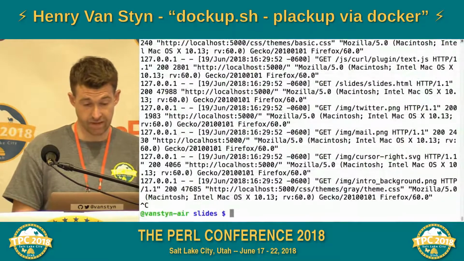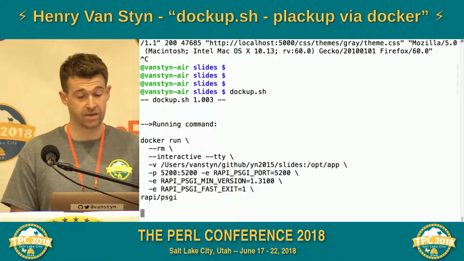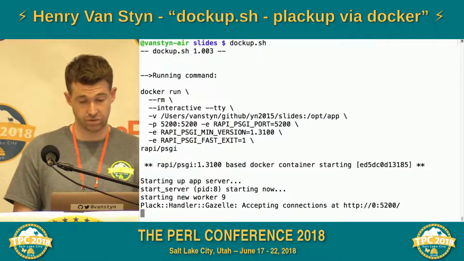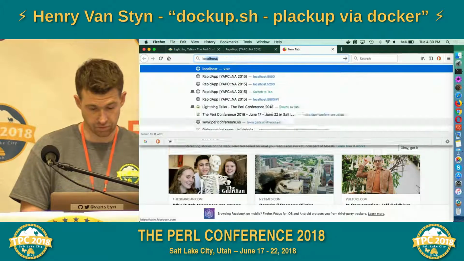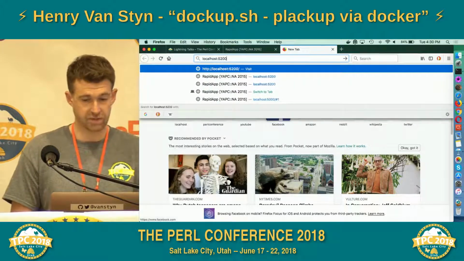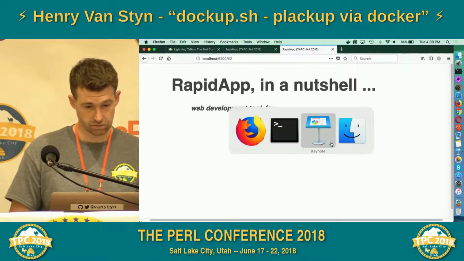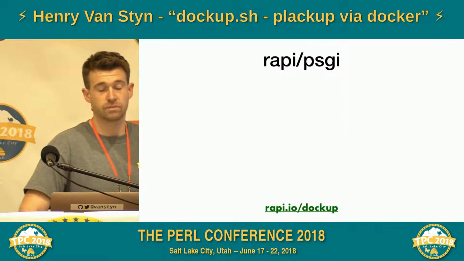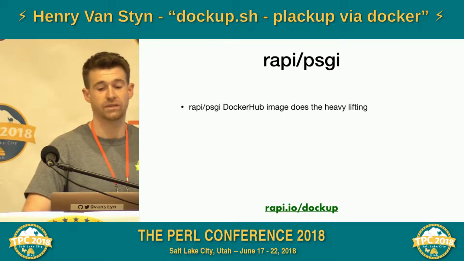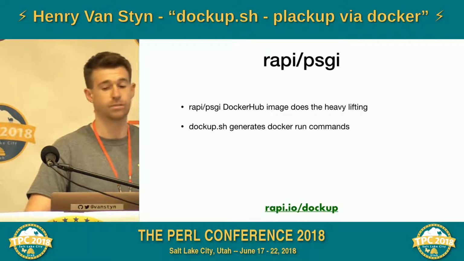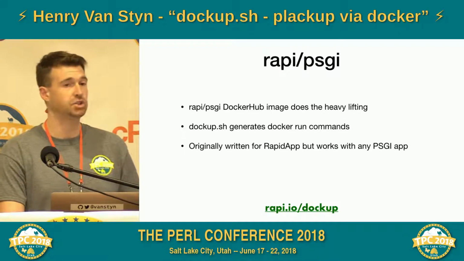Instead of typing plackup, we can type dockup, and it will do its thing and do the same thing. Its default port, though, is 5200. Localhost port 5200. You see that it's the same thing, but now it's running through Docker. This script actually uses the Docker Hub image Rappy PSGI, which does the actual heavy lifting. The dockup script just generates the appropriate Docker run commands. This was originally written for Rapid App, but it works with any PSGI app.